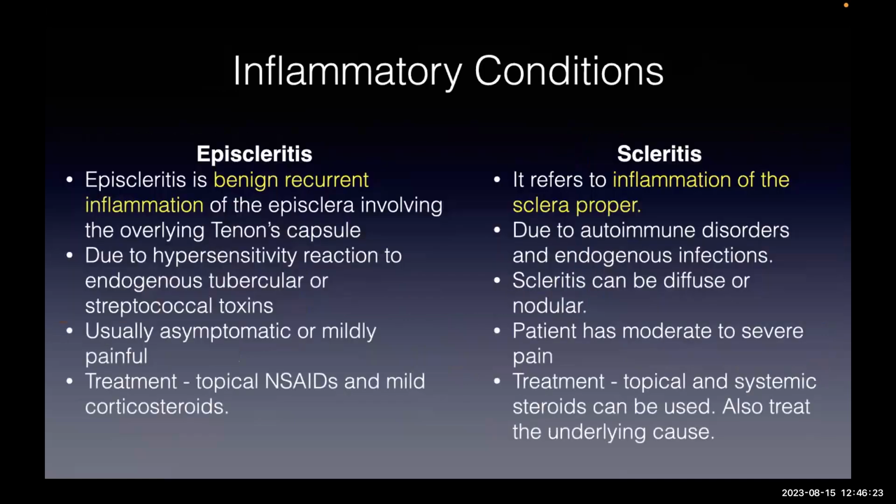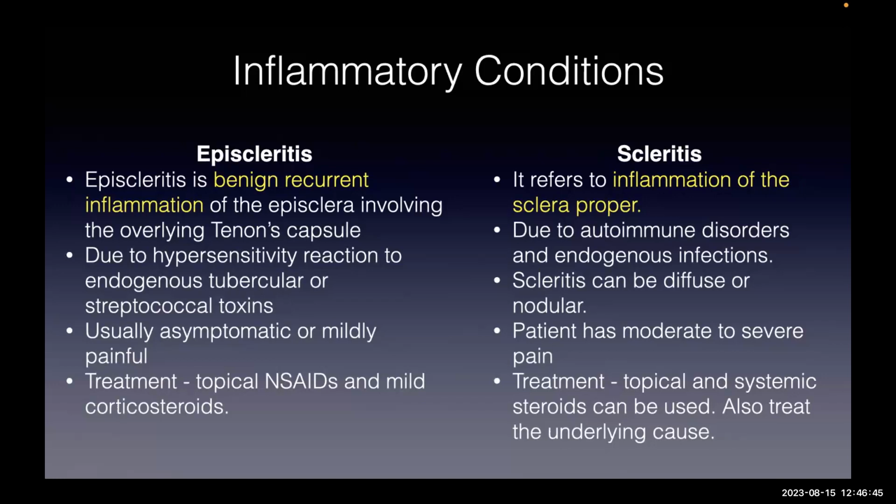Next is inflammatory conditions. It has episcleritis and scleritis. Episcleritis is benign recurrent inflammation of the episclera involving the overlying Tenon's capsule. It is due to hypersensitivity reaction to endogenous and tubercular or streptococcal proteins. It is usually asymptomatic or sometimes mildly painful. Treatment is topical NSAIDs and mild corticosteroids.